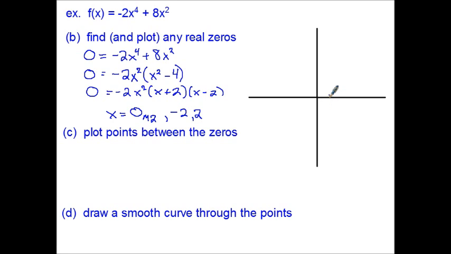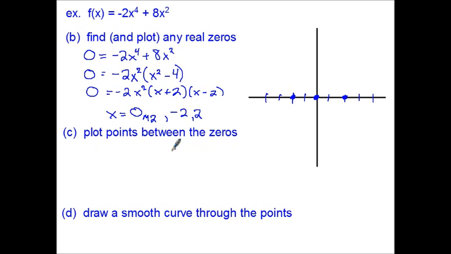So in the x direction here, I don't need too many tick marks to get the point across, so I'll just go 4 either way. And plot at 0, plot at positive 2, and plot at negative 2. Alrighty, moving on along. I'm going to plot points between the zeros.